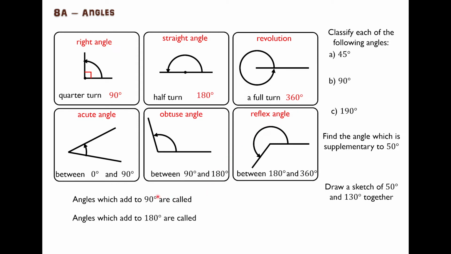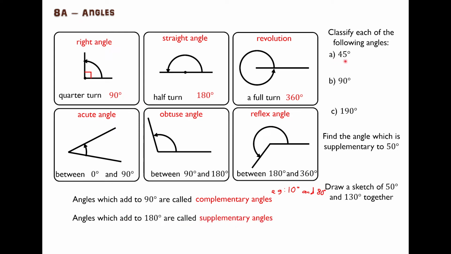We have some more terms. If we have, let's say, a pair of angles which add up to 90 degrees, then they are called complementary angles. For example, maybe 10 degrees. And what would the other angle be if it was going to add up to 90 degrees? It would be 80 degrees. These two are a pair of complementary angles. Angles which add up to 180 degrees are called supplementary angles.